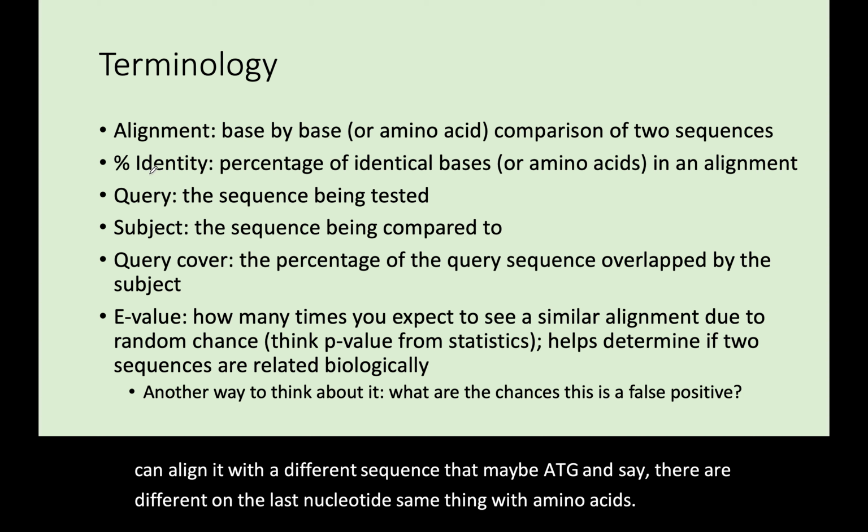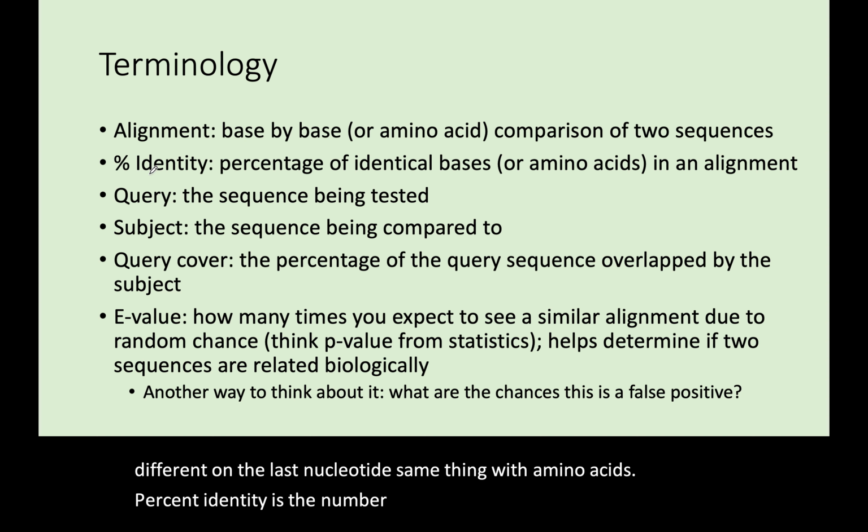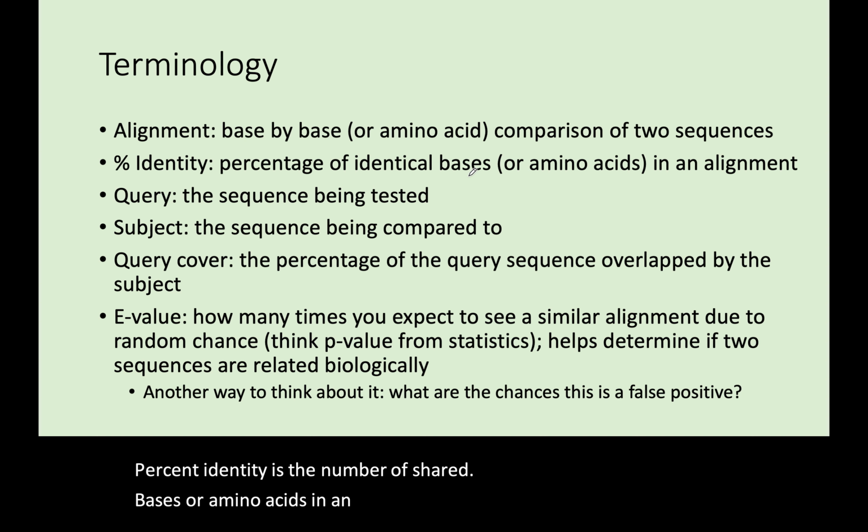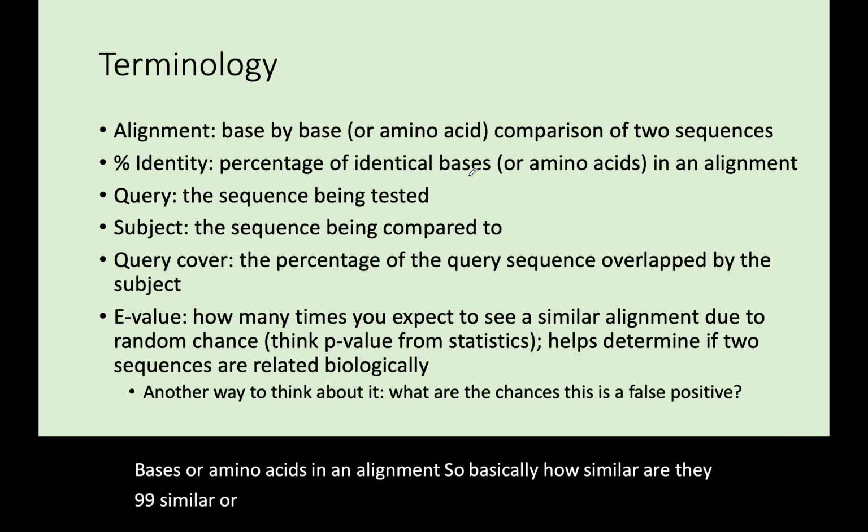Percent identity is the number of shared bases or amino acids in an alignment. So basically, how similar are they? Are they 99% similar? Are they 50% similar? Are they 2% similar? Based on the alignment.